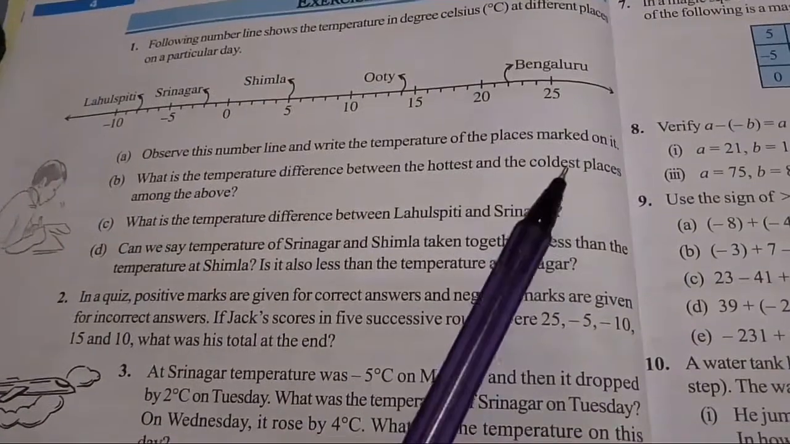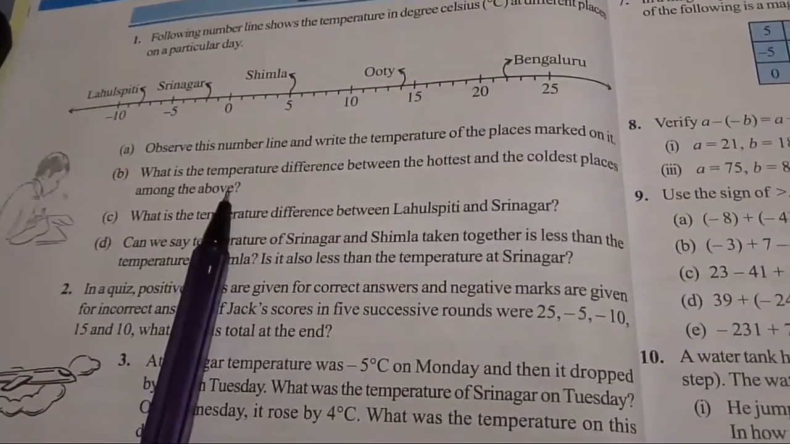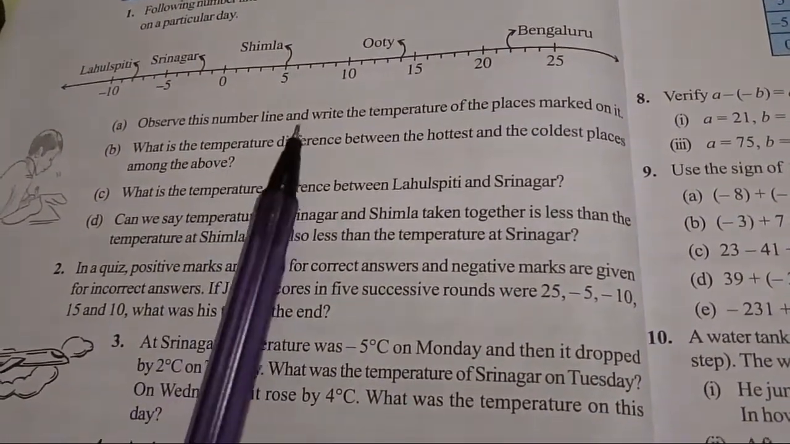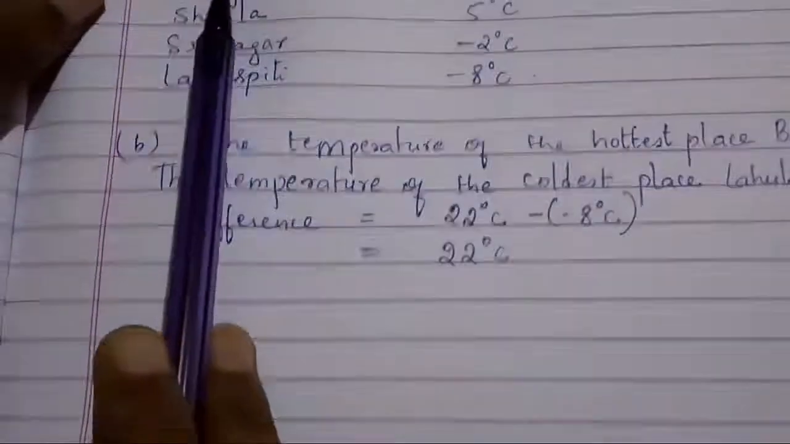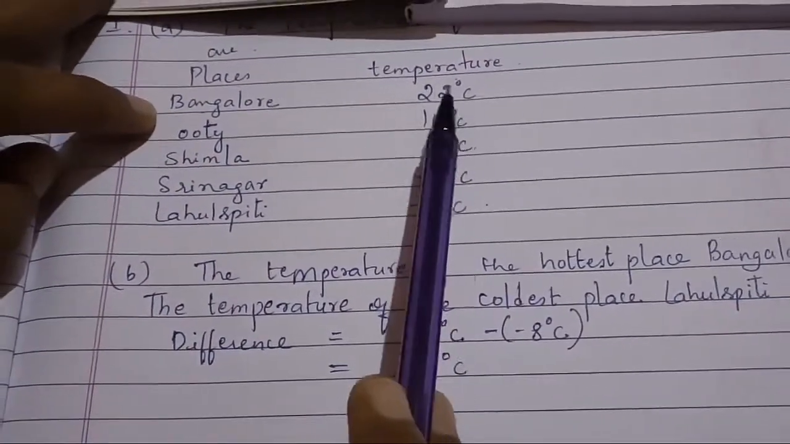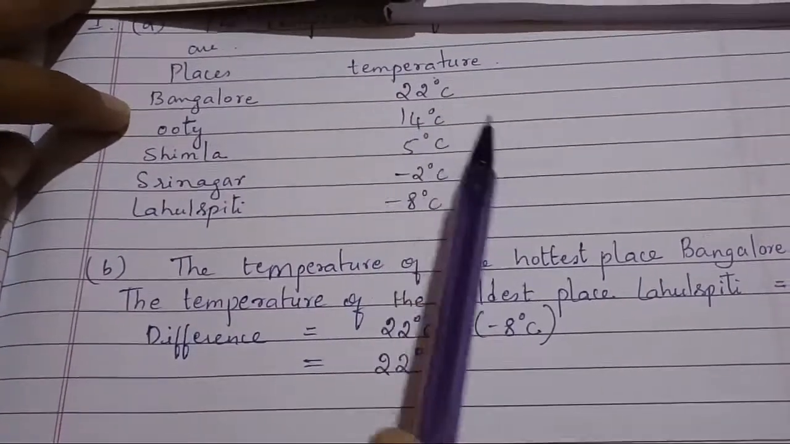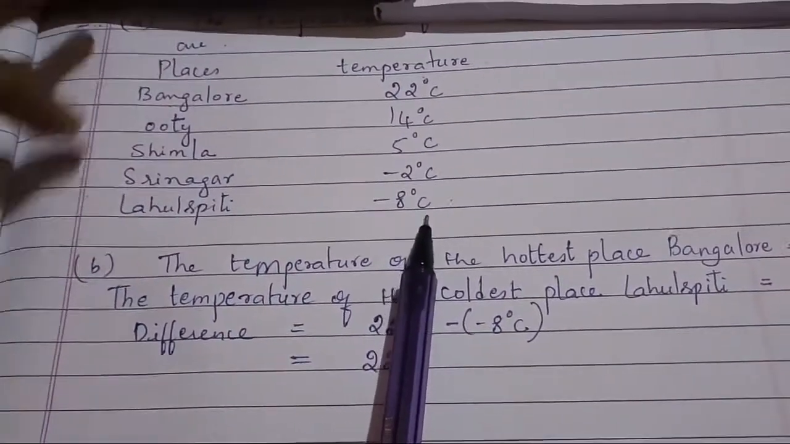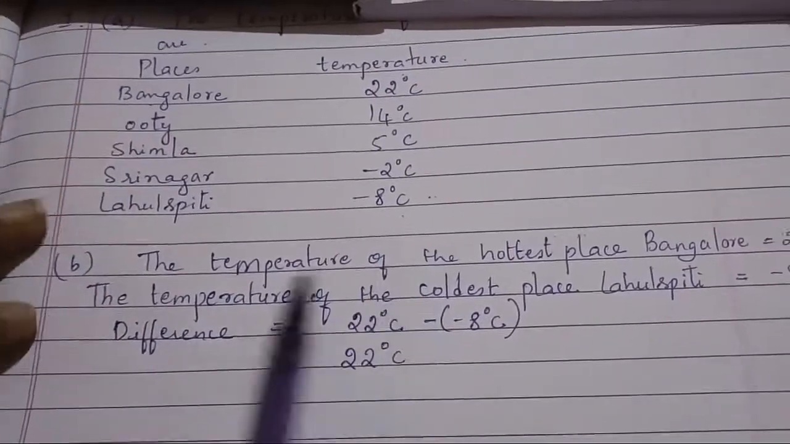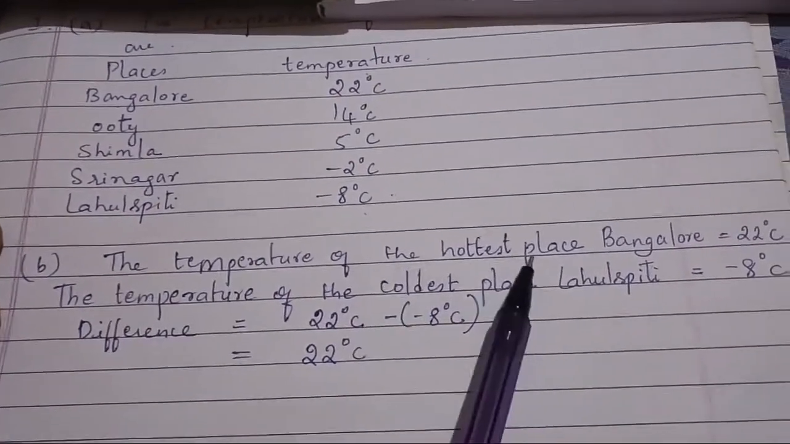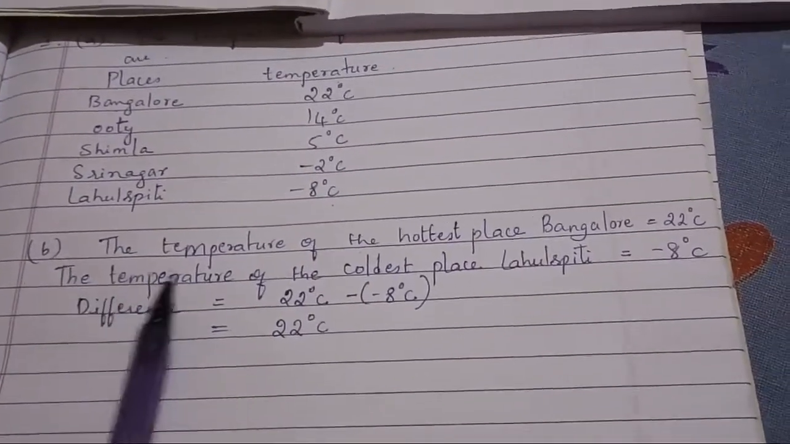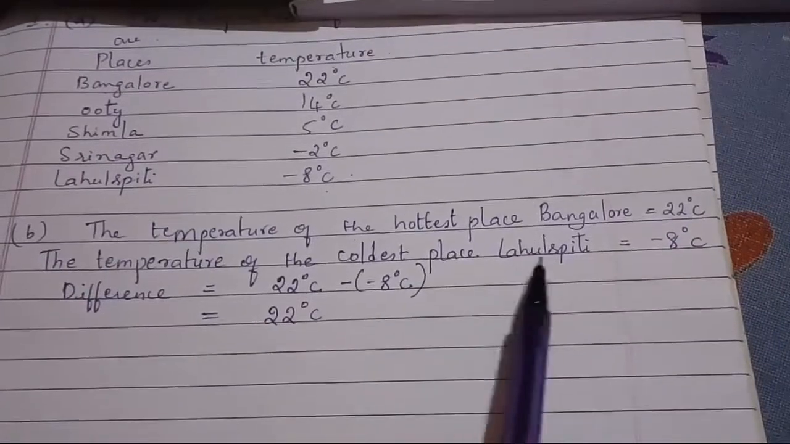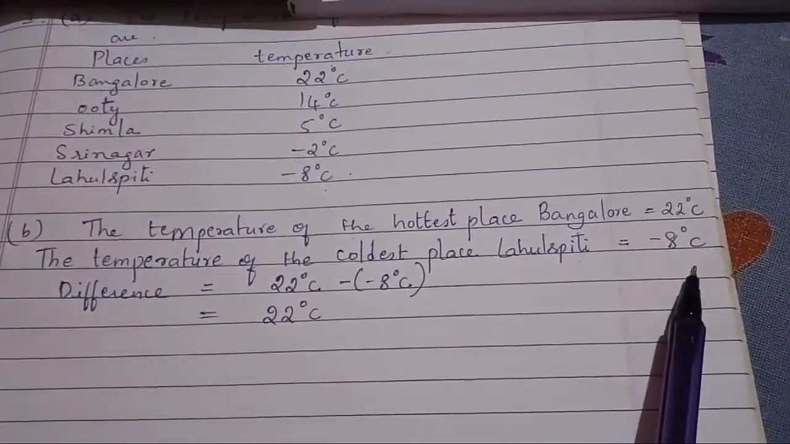We need to find the difference of the two places' temperatures. The hottest, with the highest temperature, will be Bangalore, and the lowest will be Lahul Spiti. We need to take the difference of these two. The temperature of the hottest place, Bangalore, is 22 degrees Celsius. The temperature of the coldest place, Lahul Spiti, is minus 8 degrees Celsius.